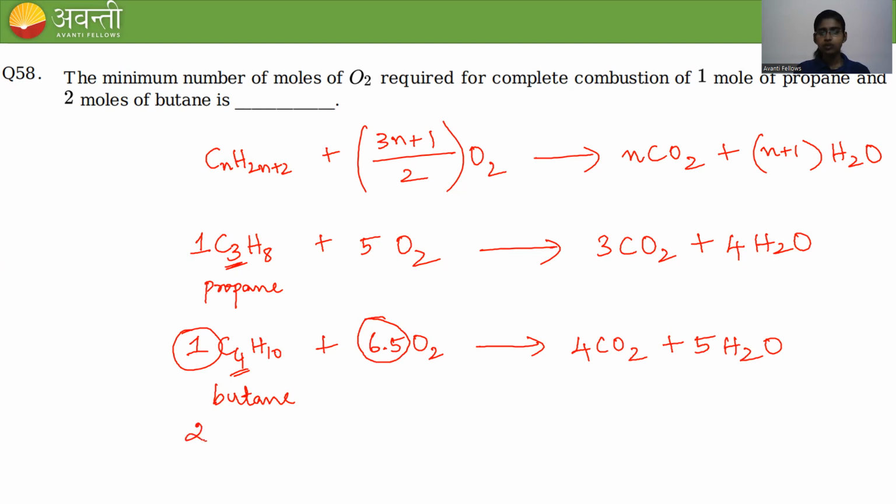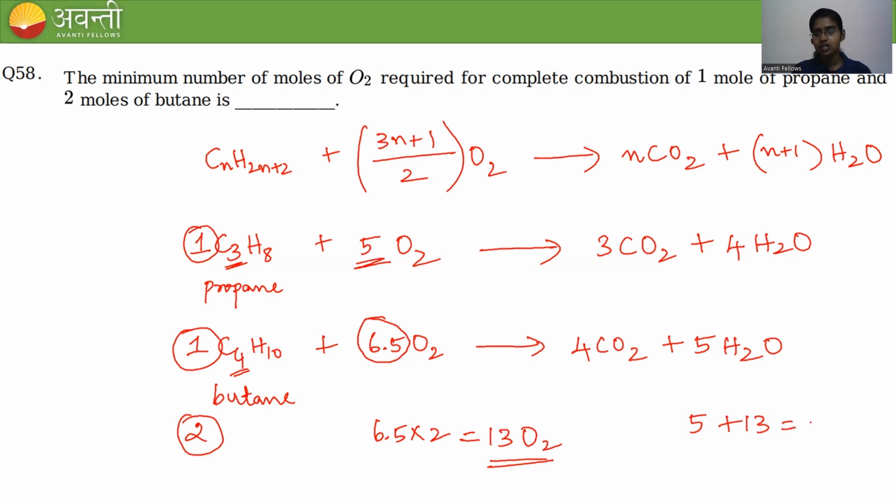And for 2 moles of butane, it is 6.5 into 2, which is equal to 13 moles of oxygen. So 2 moles of butane reacts with 13 moles of oxygen and 1 mole of propane reacts with 5 moles of oxygen. Now we have to add the total number of moles. It is 5 plus 13, which is equal to 18. So 18 moles of oxygen is required for complete combustion of 1 mole of propane and 2 moles of butane. So the answer is 18.